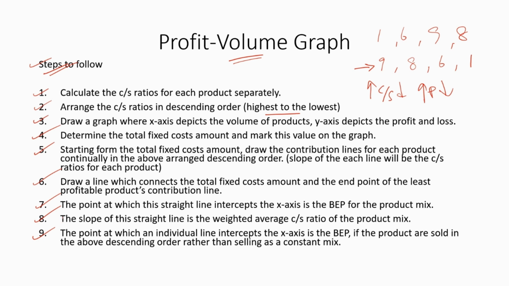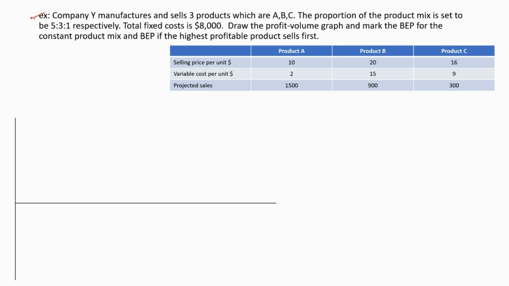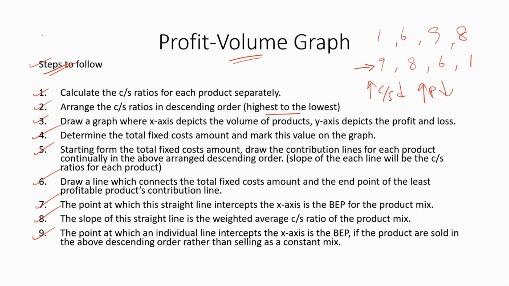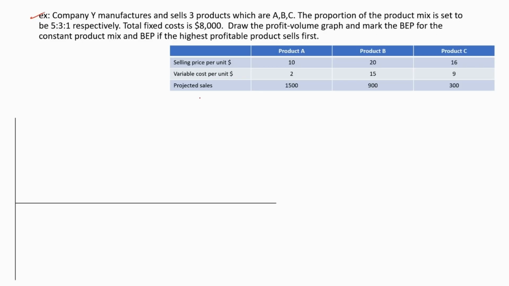Now let's do an example so you can understand these steps better. This is the example we discussed throughout this video. So now what we have to do is draw the profit volume graph. So what is the first step? The first step is to calculate the CS ratios for each product separately. So let's calculate the contribution first.